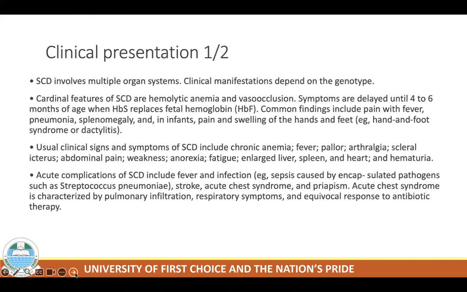Sickle cell disease typically involves many organ systems, and clinical manifestation will depend on the genotype. Cardinal features are one, hemolytic anemia and vaso-occlusion. Symptoms are delayed until 4 to 6 months of age, when the HbS, that's the sickle hemoglobin, replaces fetal hemoglobin. HbF is fetal hemoglobin. Common findings include pain with fever, pneumonia, splenomegaly, and in infants, pain and swelling of the hands and feet.